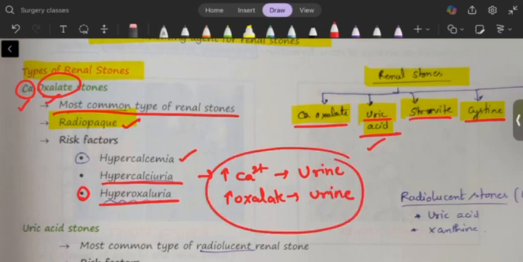If there is hypercalcemia, as much calcium as can be absorbed will be absorbed, and the rest is eliminated through urine. Because of that, if the patient has hypercalciuria and hyperoxaluria along with hypercalcemia, then he has an increased risk of developing calcium oxalate stones.